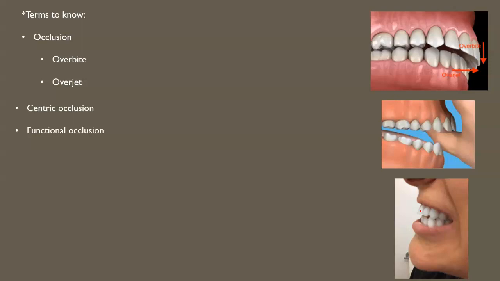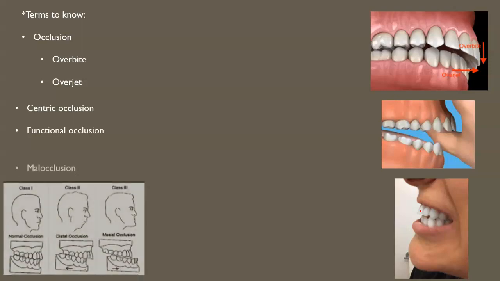Functional occlusion is what occurs when we're chewing, because we're not chewing in an up and down motion; our mandible is movable. We are rotating it a little bit to make sure that the food we're putting into our mouth is getting crushed and broken up into tinier pieces, so that when we swallow, it's not getting stuck in our esophagus and it's easier on our digestive system. So just know the difference between centric and functional occlusion.